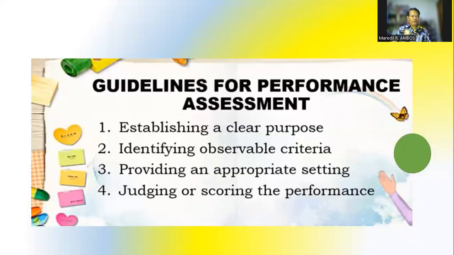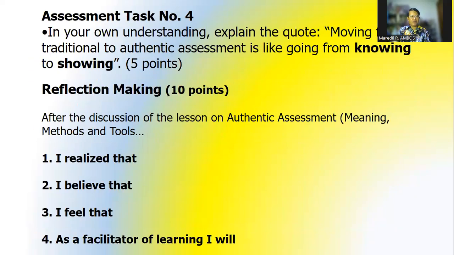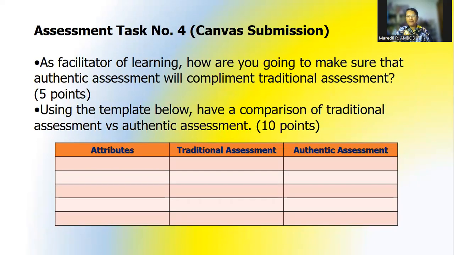As the last thing that we are going to have within this lesson, we have the guidelines for performance assessment. So the first is establishing a clear purpose. Then we have identifying observable criteria. The next is providing an appropriate setting and judging or scoring the performance. So these are the guidelines for performance assessment.